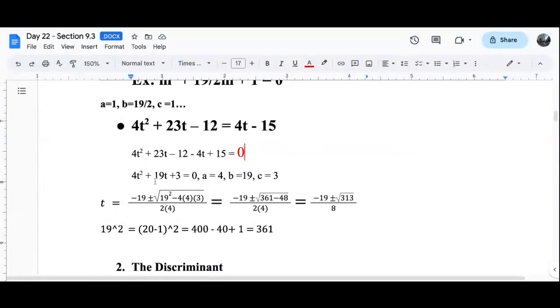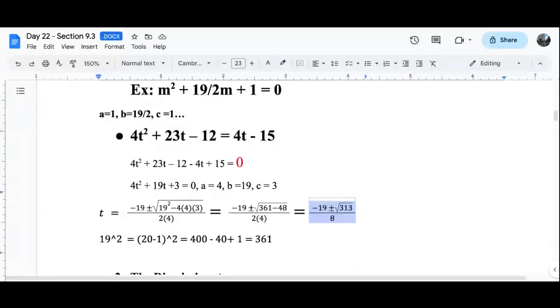So we simplify the like terms. We get 4t squared plus 19t plus 3 equals 0. So this tells us a is 4, b is 19, c is 3. Then we plug into the formula and calculate. In the end, you'll get two irrational solutions. Anyone has any question?